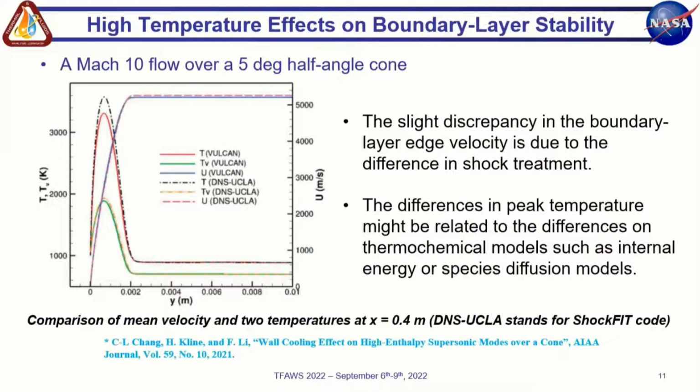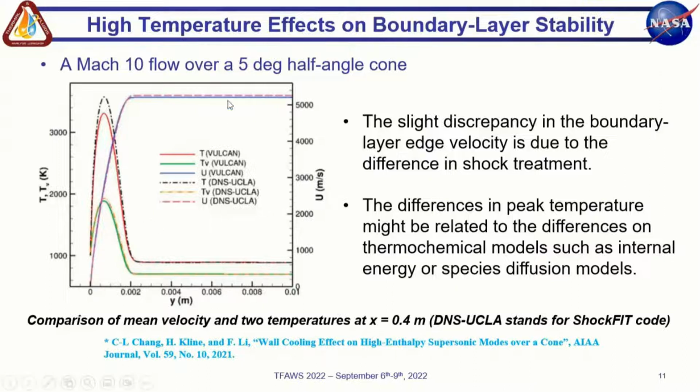I want to mention that this work is still ongoing. So the case reported here is Mach 10 flow over a 5-degree half-angle cone. It included the mean flows obtained from the VULCAN CFD and the shock fitting code. So this figure shows the mean flow comparisons of velocity and the two temperatures. The red ones, these two lines, show the translational temperature. These two show the vibrational temperature. It's at x equal to 0.4 meter in the streamwise direction.